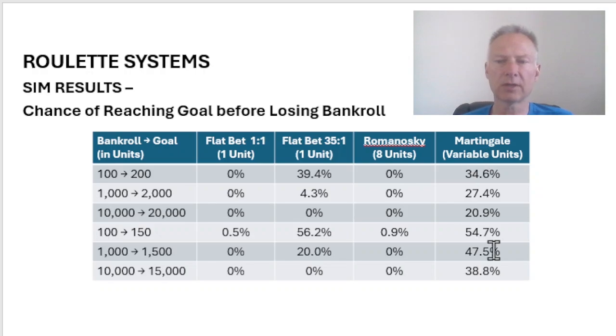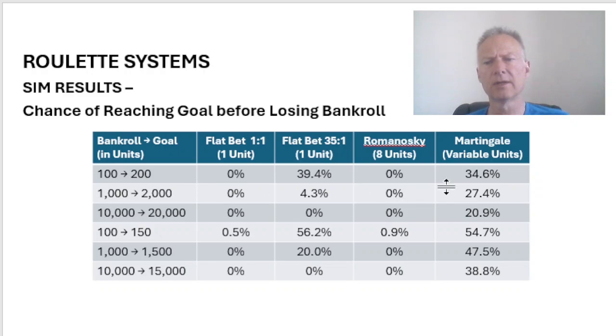And lastly, the Martingale, which obviously is again also a volatile system. The volatility in Martingale is not because I'm making 35 to 1 wagers like I am in this system here. It's because I'm fluctuating the amount of the wager. And you can see that Martingale occasionally does win. It occasionally succeeds in doubling your bankroll or increasing your bankroll by 50% before you lose it all. But it never overcomes the house advantage.